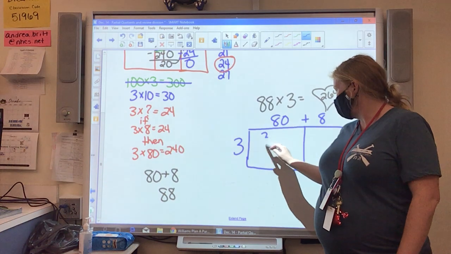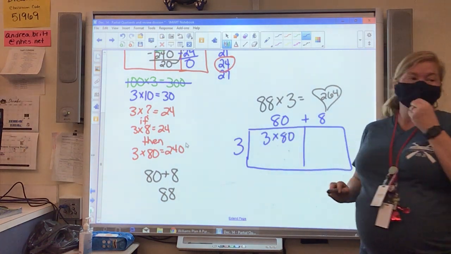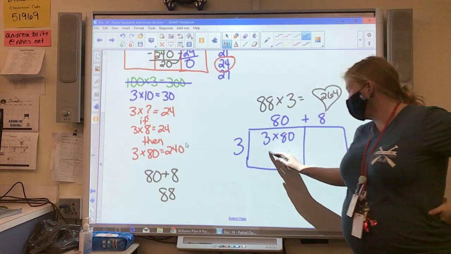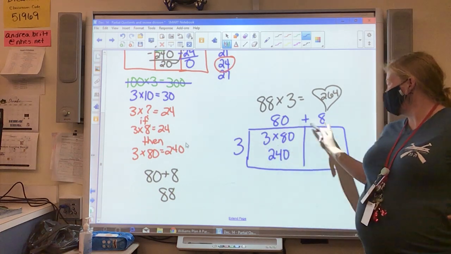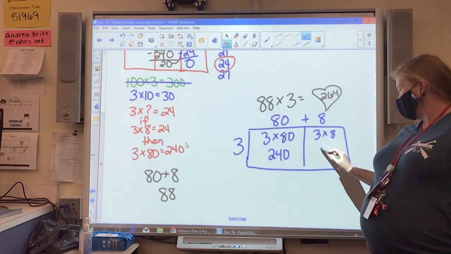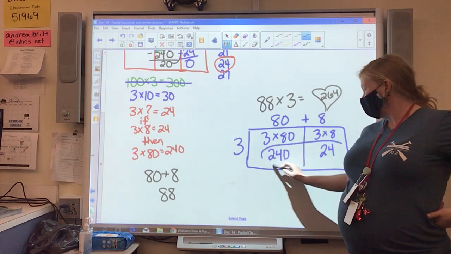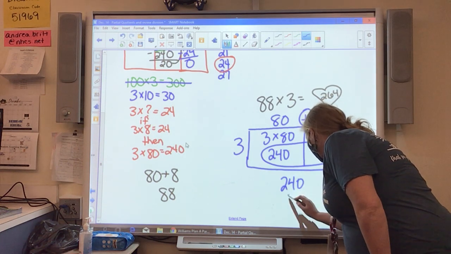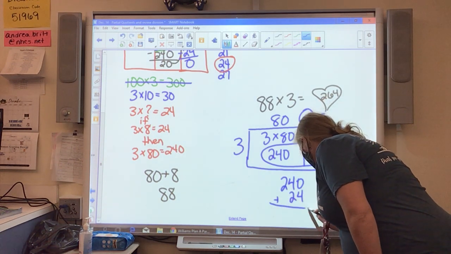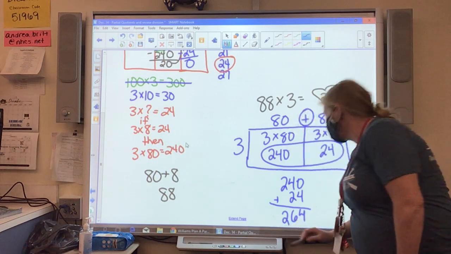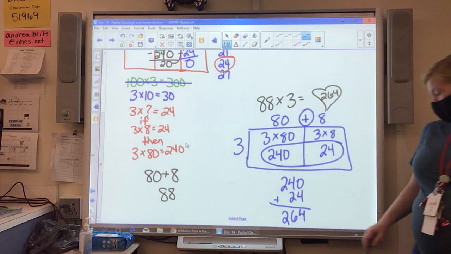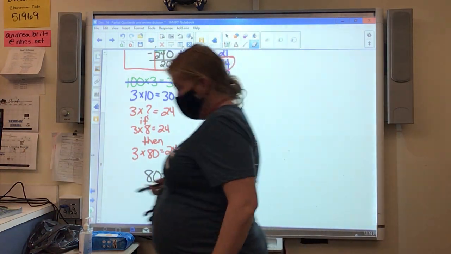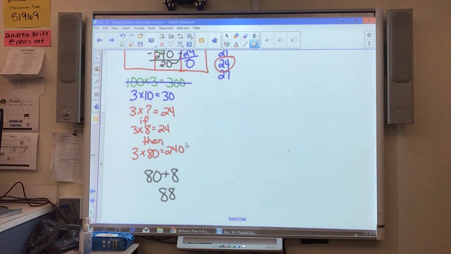Plus 8, we say 3 times 80 is 240. And 3 times 8 is 24. What do I do with these two numbers? Add them up. 240 plus 24 is 264. Did I get it? Yes, ma'am. Perfect. All right, let me get rid of this so I can show you the other one. I'm not going to check the next one just because we just checked it to make sure we had it right.